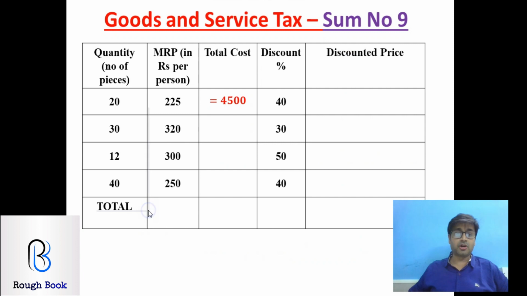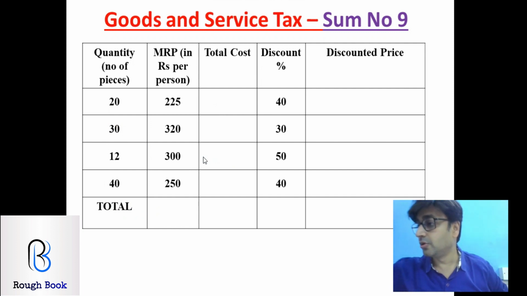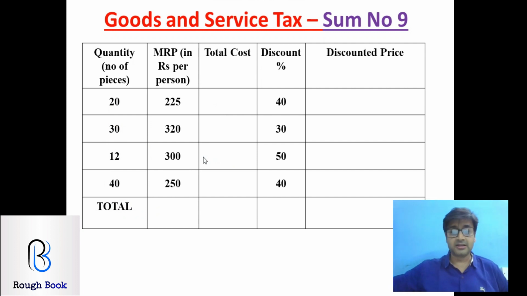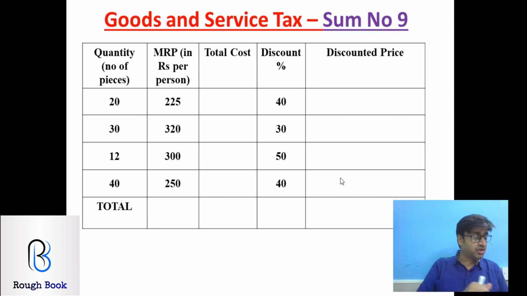Come on, let's hit the next question. I want everyone to try sum number 9. That's your question here. I have already given the first answer. I removed it. So you have the quantity given to you already. Let's see if you can tackle this one. You have quantity and MRP, so obviously you're going to multiply to get the total cost first, then the discount percent and discounted price.